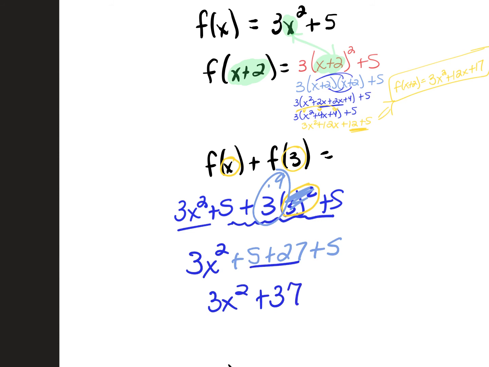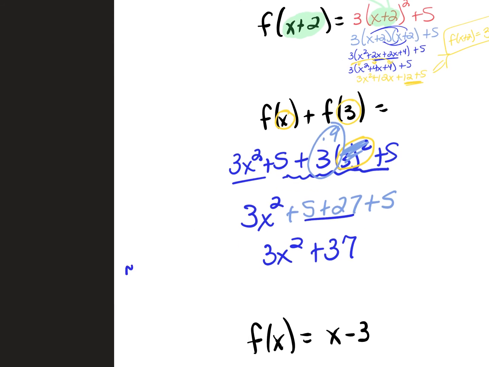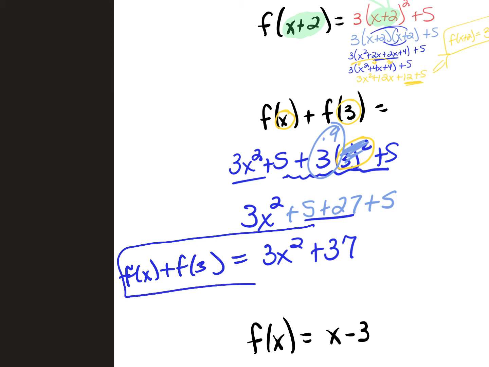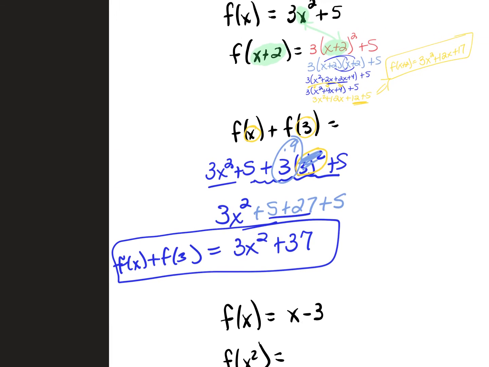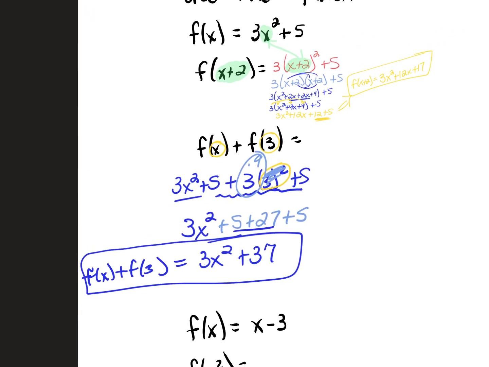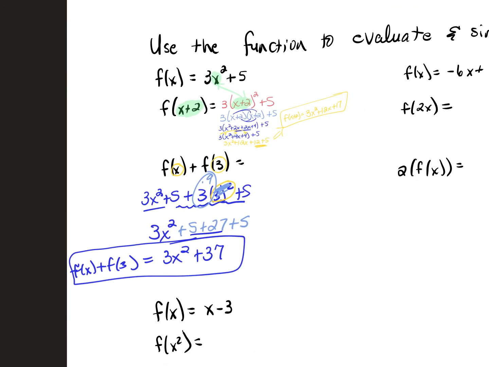plus 37. So when you have f of x plus f of 3, when you evaluate this, you plug it in and evaluate, you get 3x squared plus 37. Sometimes you'll come out with a numerical answer. Sometimes your answer will have x's in it. It just depends on what they're asking you to do.